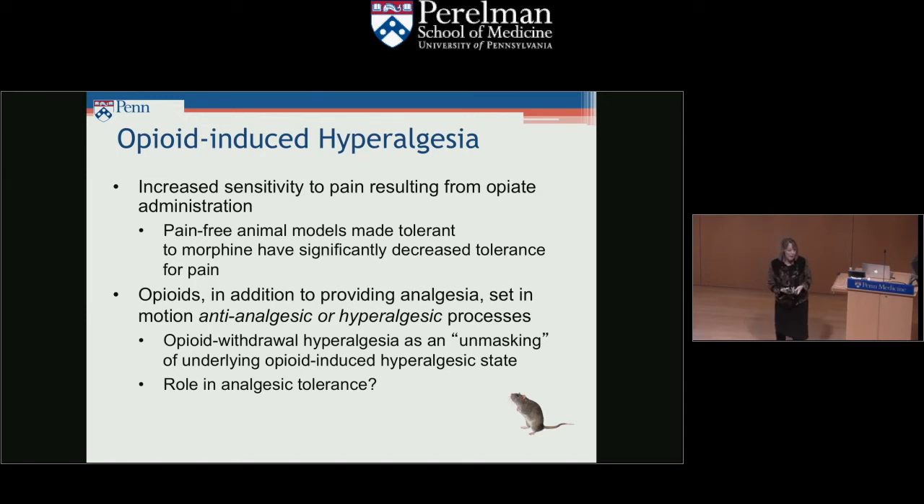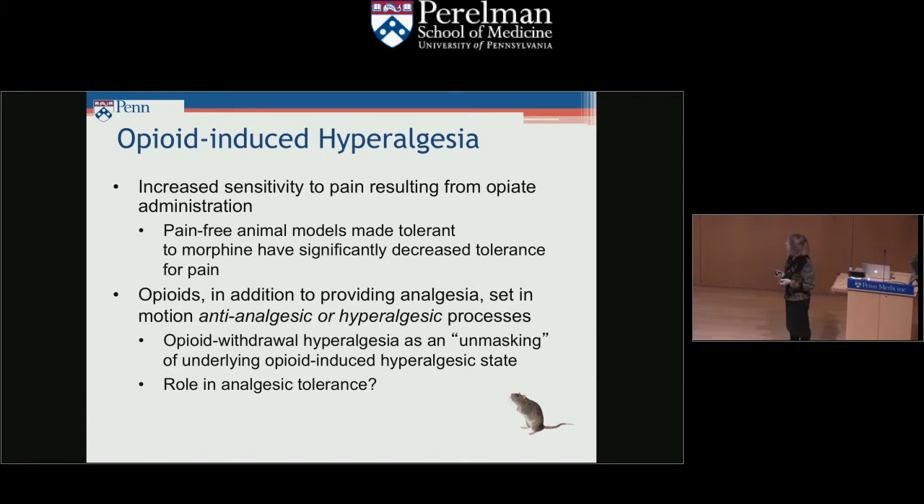So when you put them on a hot plate or you put their tails in hot water, they do not tolerate the pain as well as animals who are not exposed to opioids. So it appears that opioids, in addition to providing analgesia, also set into motion these anti-analgesic or hyperalgesic processes. And when people are going through withdrawal and pain feels more sensitive to them during the withdrawal state, perhaps what we're simply seeing is an unmasking of this hyperalgesia.